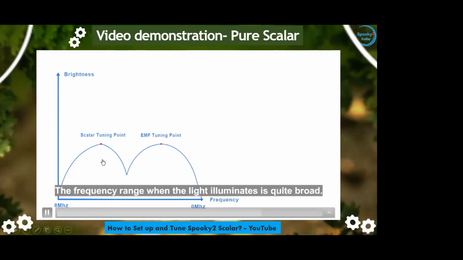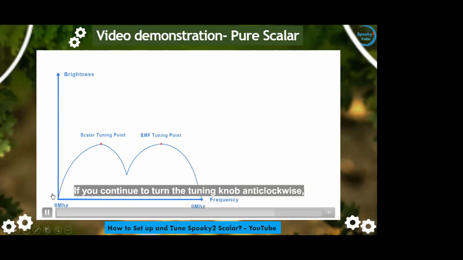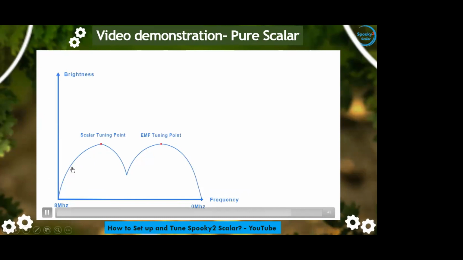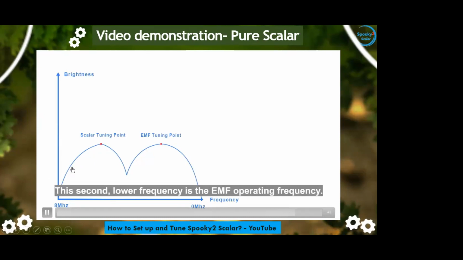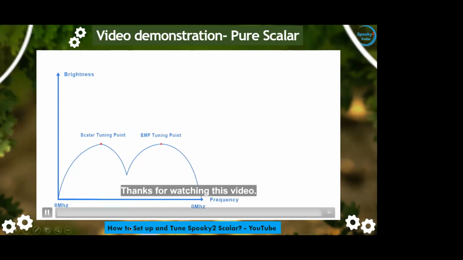The frequency range when the light illuminates is quite broad. If you continue to turn the tuning knob anti-clockwise, the indication light will extinguish and then will come back on. This second, lower frequency is the EMF operating frequency. It is the confirmation that the scalar frequency was found in the previous step. Thanks for watching this video.